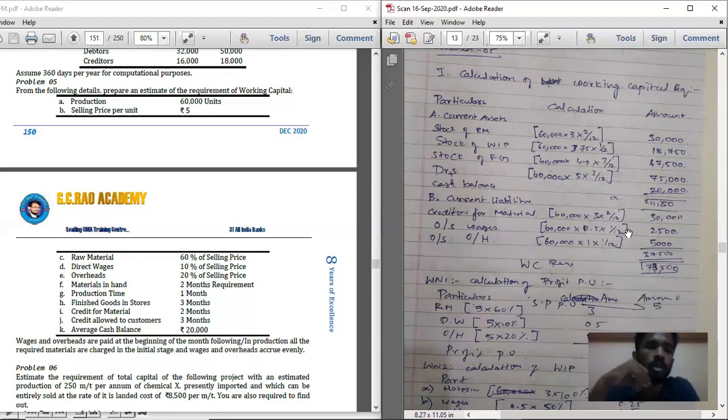In calculation column, how many units? Total units 60,000. So in calculation column, 60,000 into how much is the raw material cost which we found? 3 rupees, into how much is the raw material requirement? 2 months, so 2 divided by 12. Put 60,000 into 3 rupees into 2 divided by 12. So amount column, put 30,000. And below that, stock of work in progress.